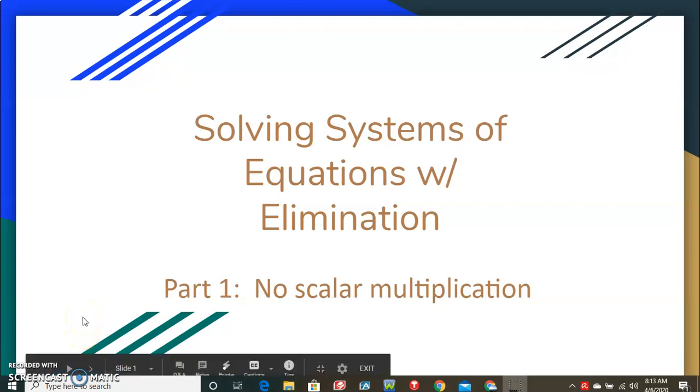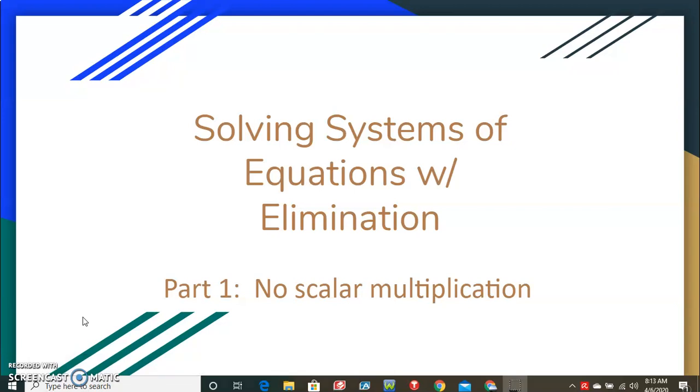Hello, today we're going to look at solving systems of equations using the elimination method. This is going to be part one, what we would call simple elimination, where there will be no scalar multiplication. That'll make a lot more sense when we do part two. But for right now, just know that it's going to be our easiest situations.